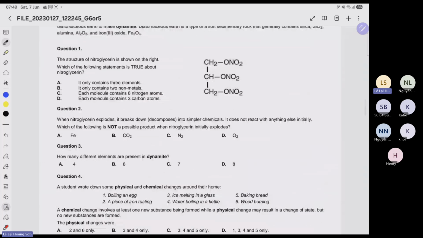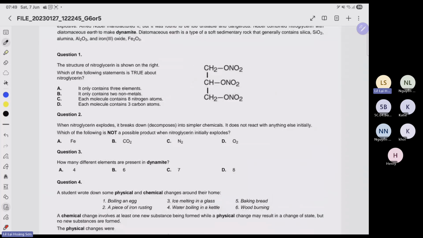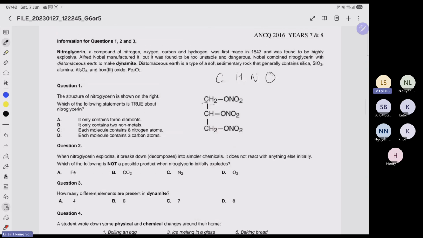All right. Dynamite is here, right? We have carbon, we have hydrogen, nitrogen, oxygen, right? So four. Question number 3, we have 4 different. Oh wait, sorry. Dynamite also has some other elements here as well. This is just one of the ingredients in dynamite, which is nitroglycerin. So sorry, my bad.